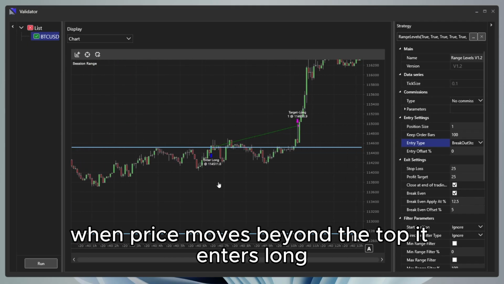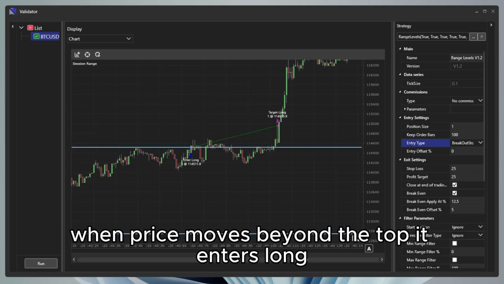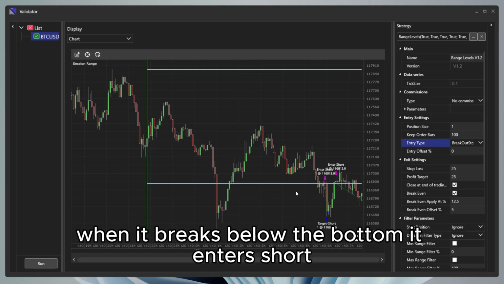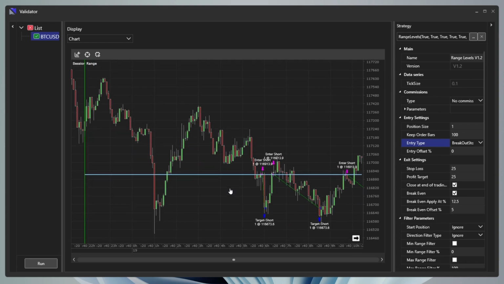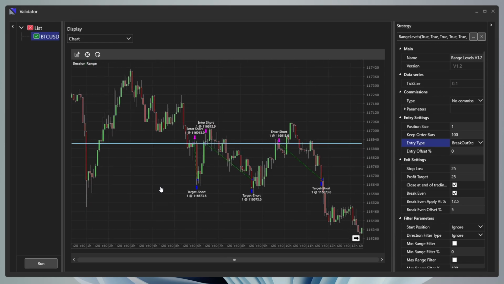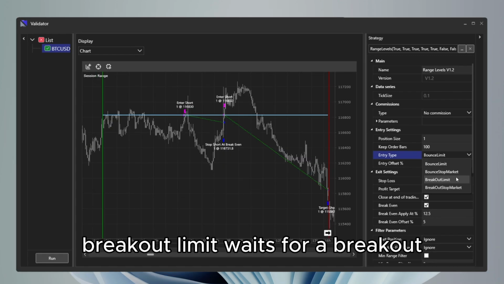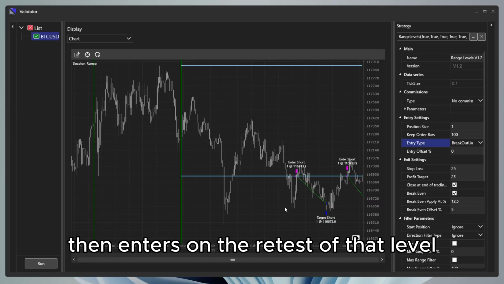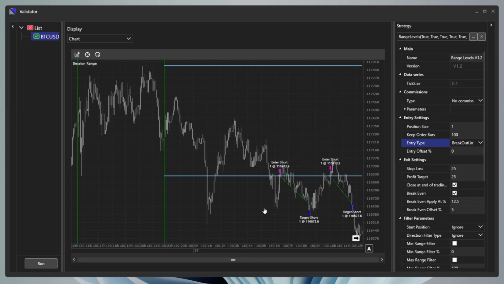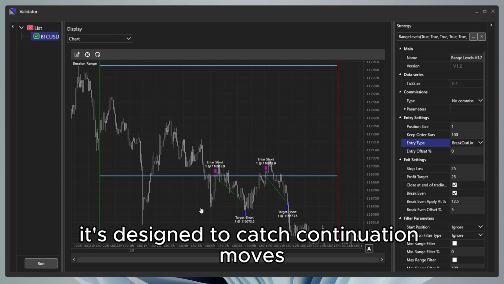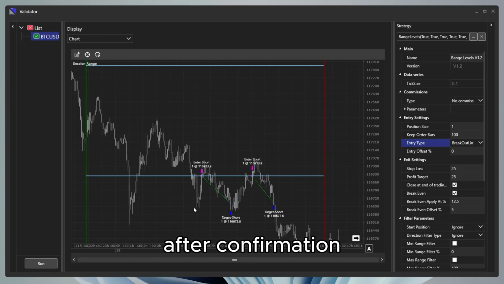When price moves beyond the top, it enters long. When it breaks below the bottom, it enters short. Breakout limit waits for a breakout, then enters on the retest of that level. It's designed to catch continuation moves after confirmation.